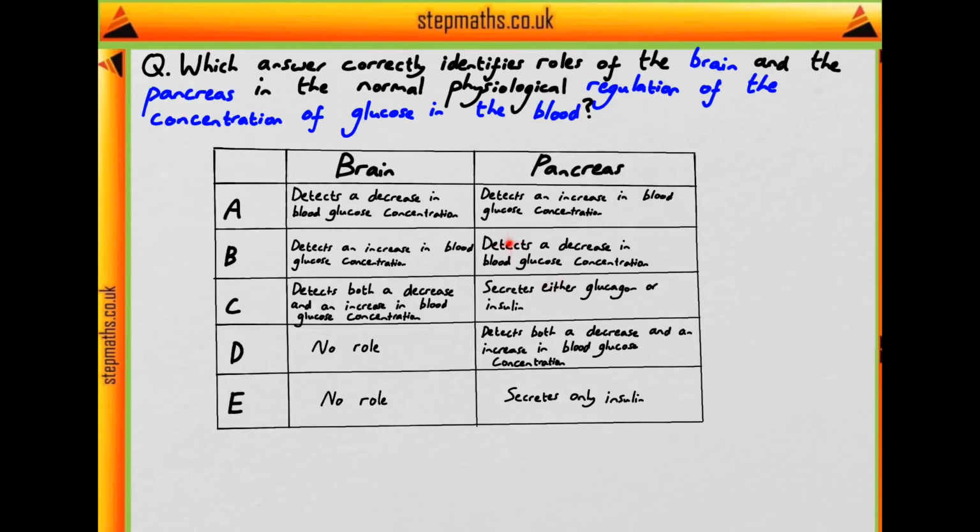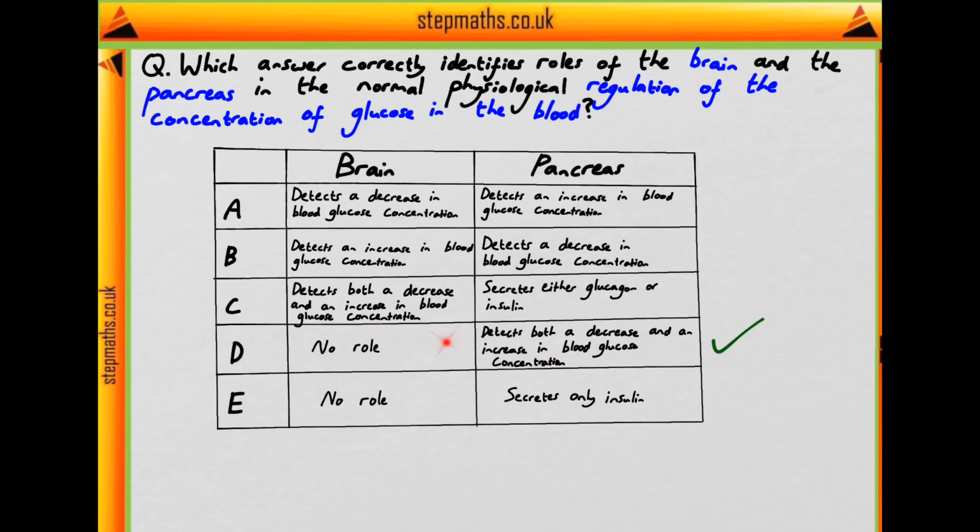So in A-level, there's not really any mention of the brain's role in the regulation of concentration of glucose in the blood. So we can probably assume that it has no role. And this is confirmed when we see option D, of the pancreas detecting both a decrease and an increase in blood glucose concentration. Well, we know it can do that, as we've previously said, with the alpha cells and beta cells being able to detect these changes in blood glucose concentration.